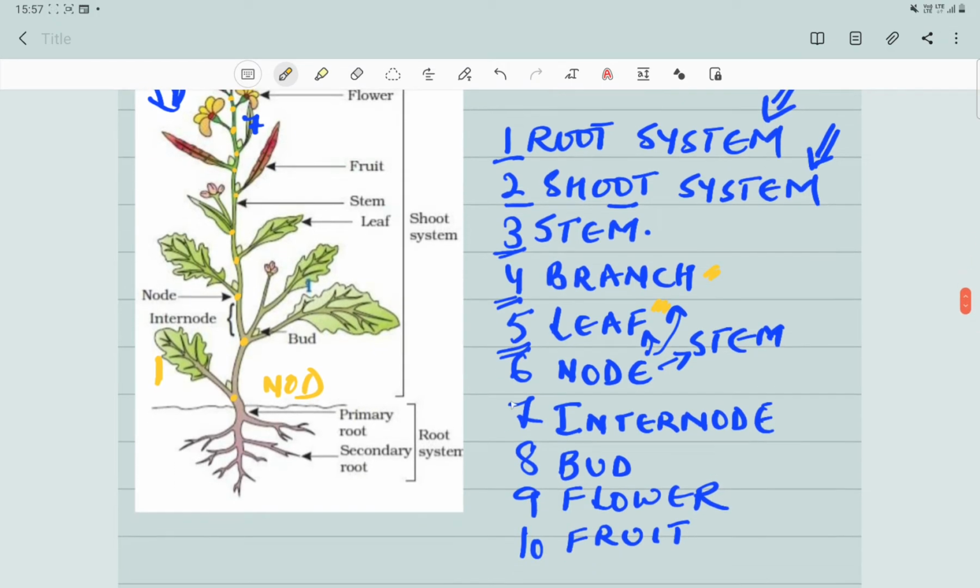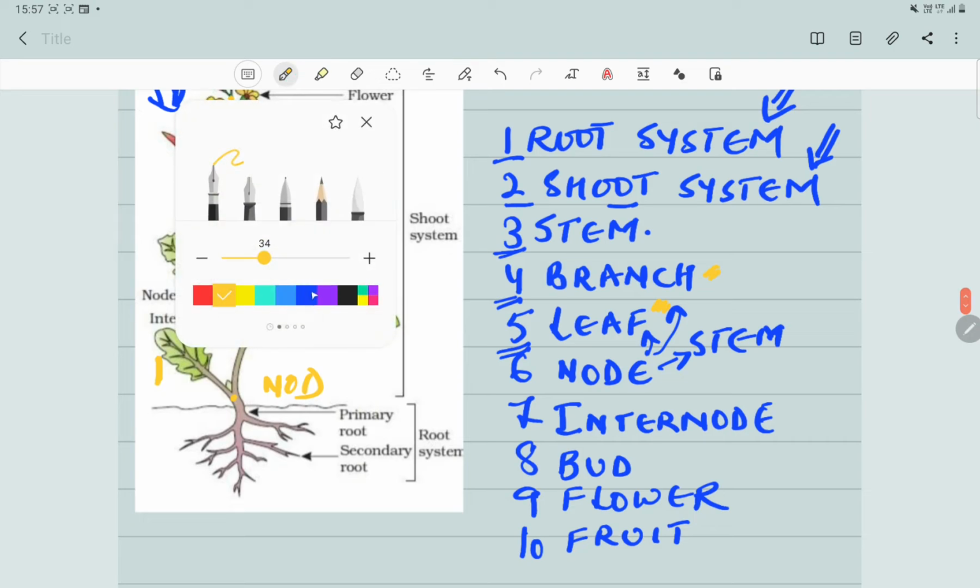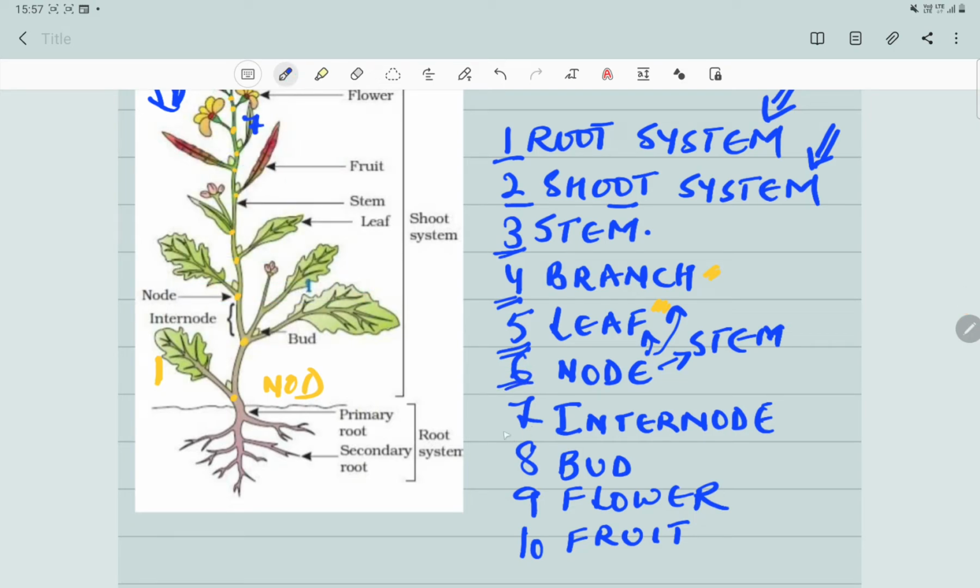Next part, part number 7, is known as an internode, and here is the internode. Now what is an internode? The internode is the stem. Now you will say, why is this the stem? All right, it's not the stem, but it is the stem between two nodes. So look at the first node. Here is the first node and here is the second node. This stem here between the two nodes is called the internode. So between this node and this node, this stem here is called the internode.